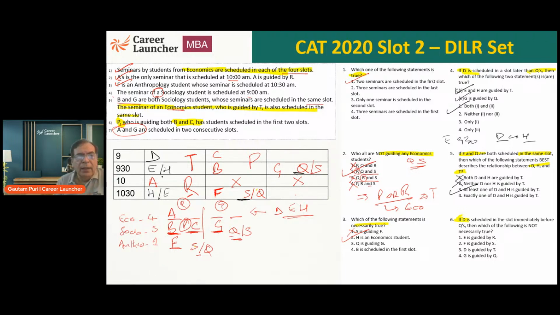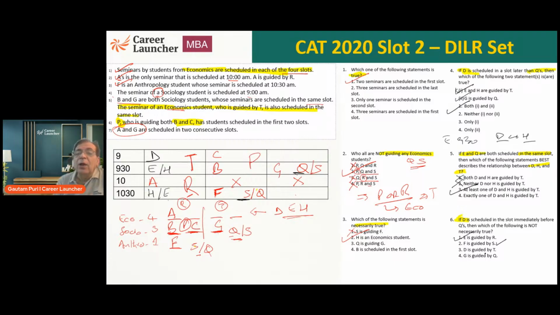E is guided by R. In one case, E is guided by R. In the other case, no. So this should be the answer. E is guided by R is true in one case, not in the other. So it is not necessarily true. Just to be sure, let's look at the other choice also. F is guided by S. Yes, F is definitely guided by S, so it is necessarily true.